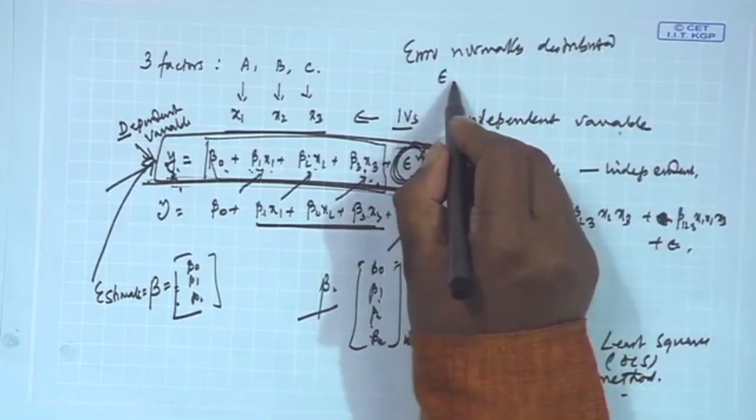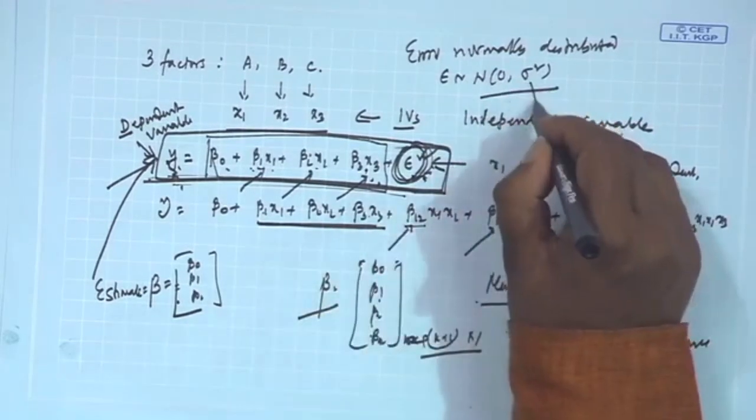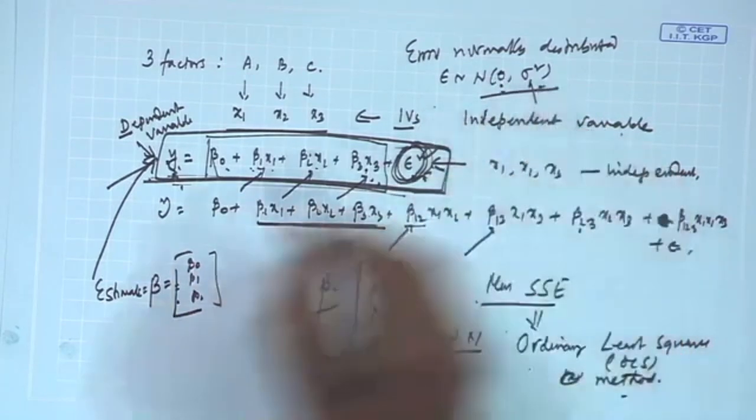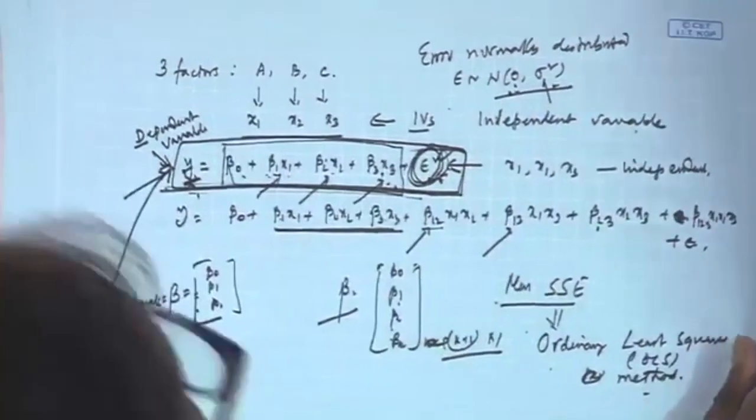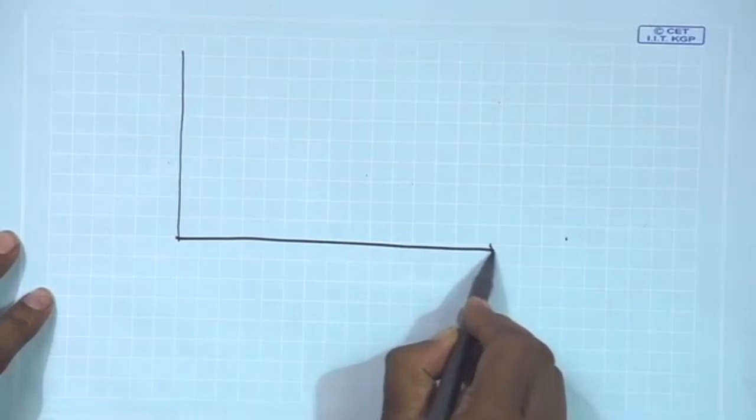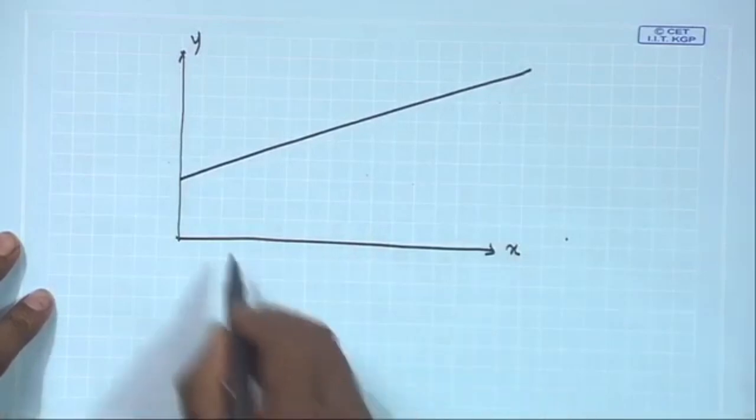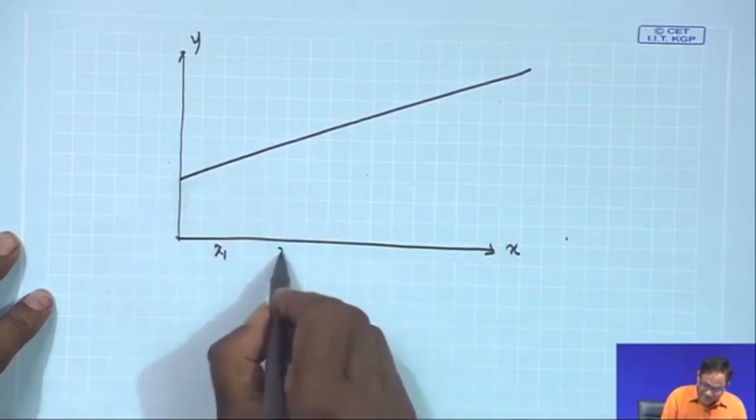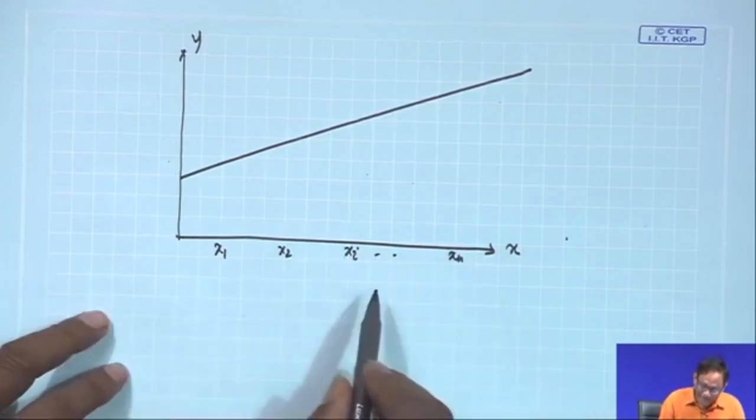So, epsilon is normally distributed with mu and sigma square, where sigma square is the variability and mu is 0. Whatever variability of y is there, that goes to the error. With reference to simple linear regression, with one variable, pictorially it can be represented like this: suppose this is x, this one is y, and this is my regression line. Suppose this is my x 1, this value is x 2, this value is x i, and similarly x n values are there.